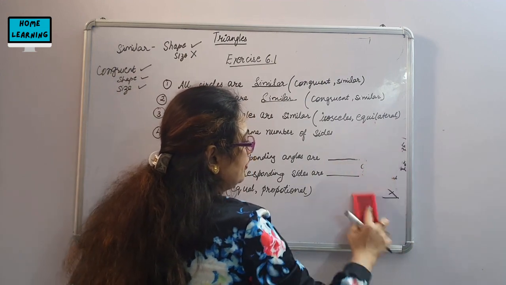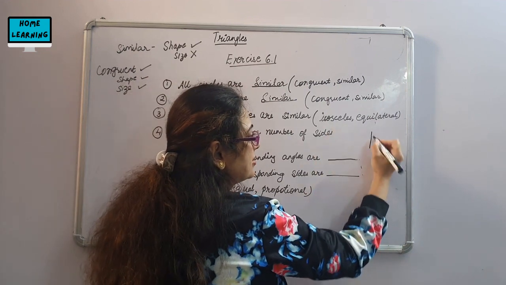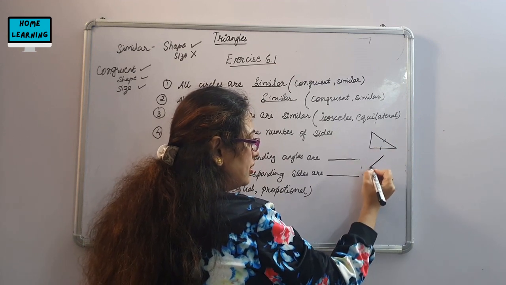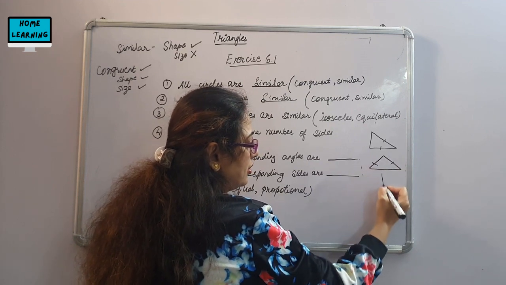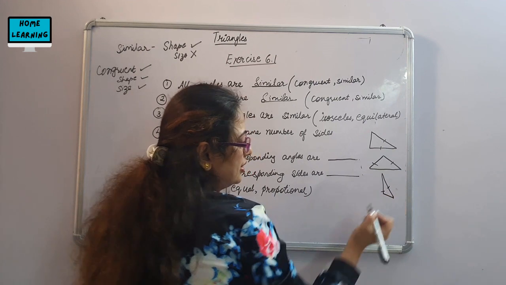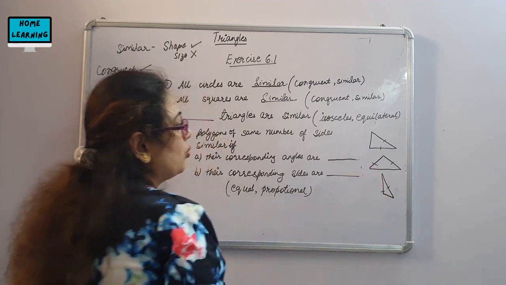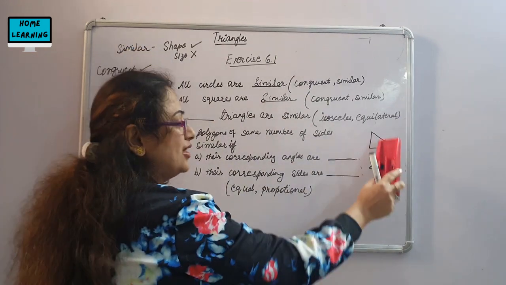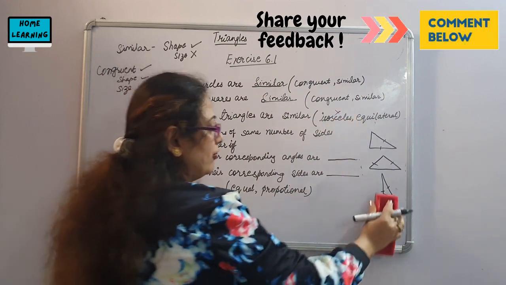Suppose I take up the isosceles triangle first. This is a triangle with these two sides equal, and this is a triangle with these two sides equal. This is a triangle with these two sides equal. None of them have the same shape. When you want these to be similar, then you want the shape to be the same. However, their shape is different. So, isosceles triangles cannot be similar always.